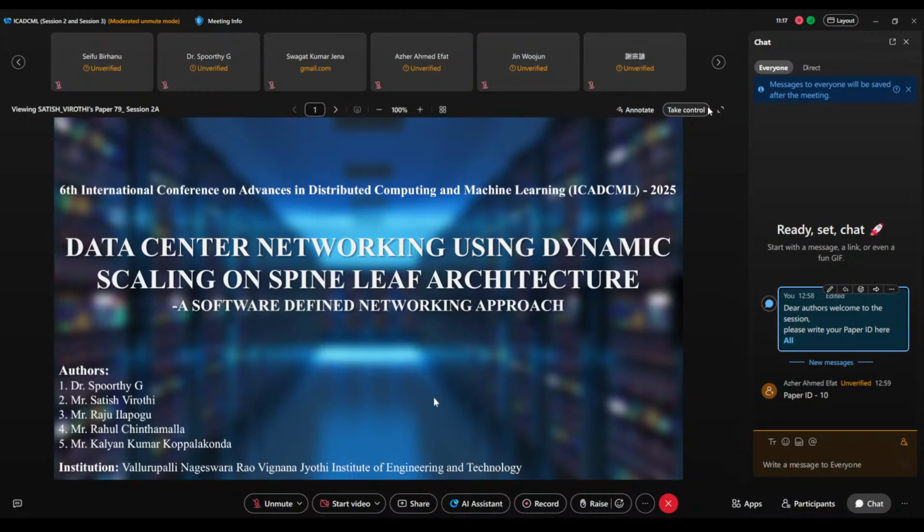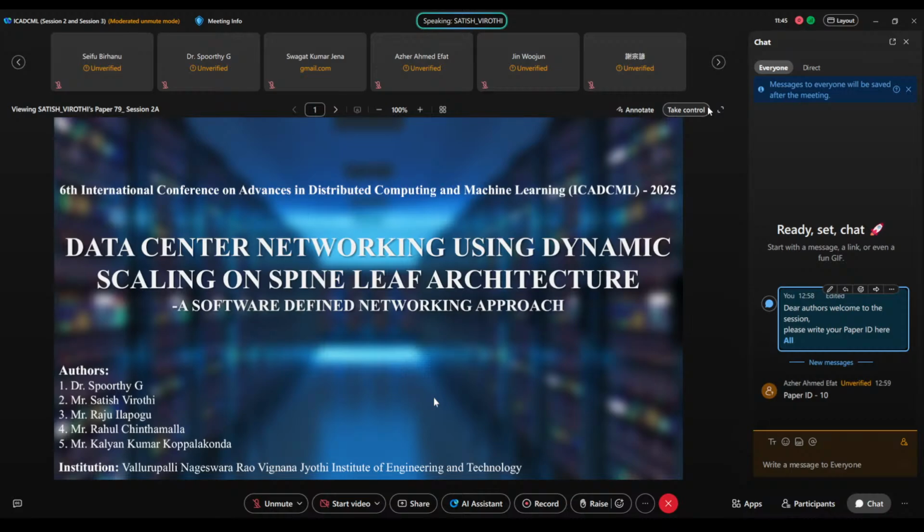While spine leaf architecture has proven to be effective, it still presents challenges, such as the inability of the spine switches to scale dynamically in response to fluctuating workloads and increasing traffic demands. These limitations can result in congestion, reduced performance, and higher latency during peak periods. Our research aims to overcome this challenge by introducing a dynamic scaling mechanism for the spine switches, enabling the network to adapt more efficiently to changing traffic patterns.